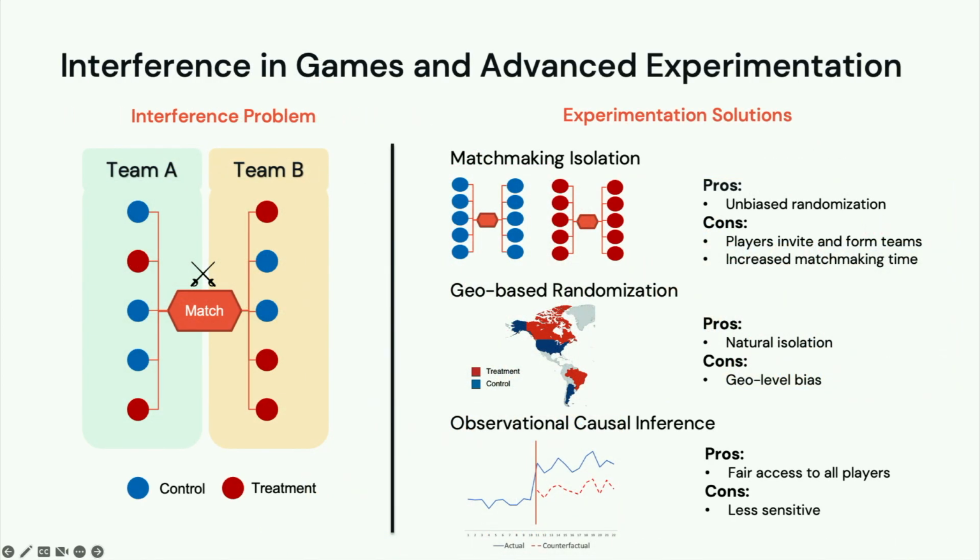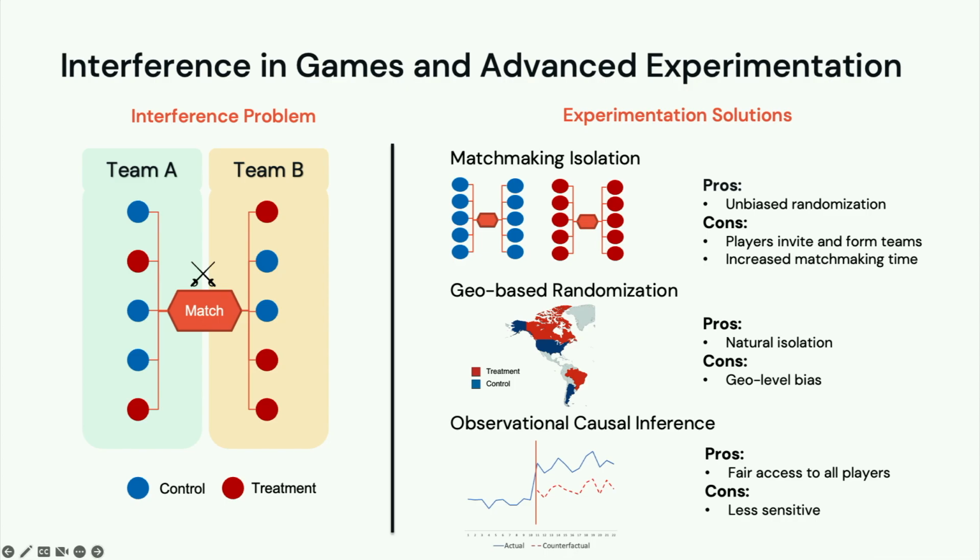However, running experiments in games is not always easy. Sometimes we run into challenges. For example, a game-specific challenge is the interference problem. The interference problem means if we have a team match game, and we match control users and treatment users together, they are going to compete with each other. And if they have different treatment effects, they are equipped with different weapons or different skills, then we cause unbalanced and unfair gameplay, which also leads to biased experiment results. How do we overcome this problem? We have multiple solutions.